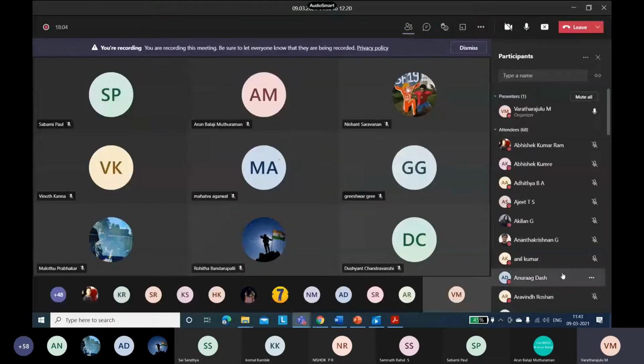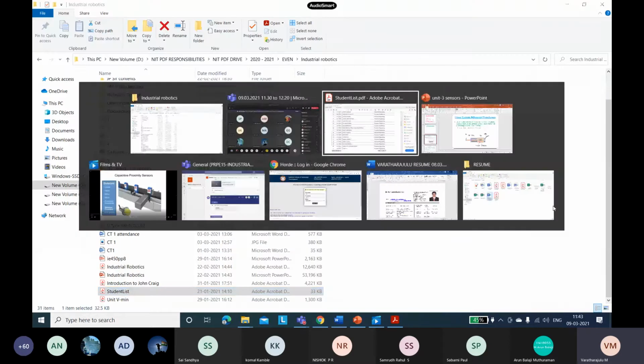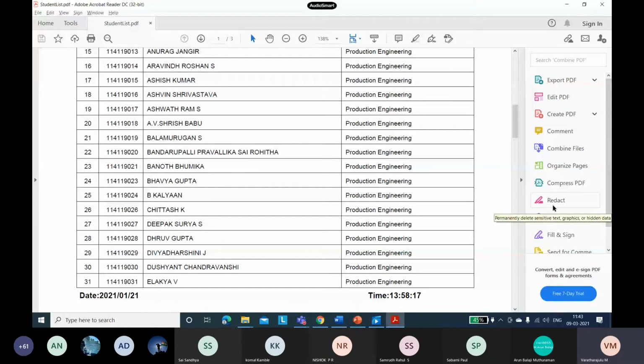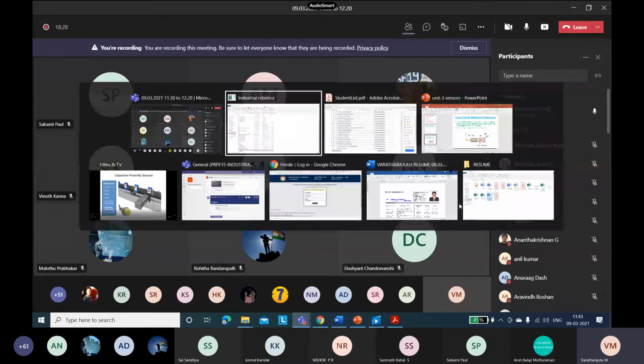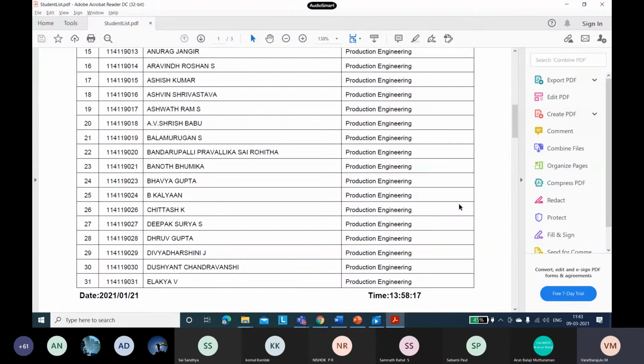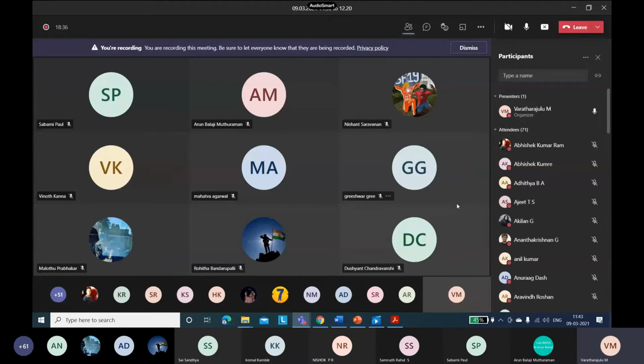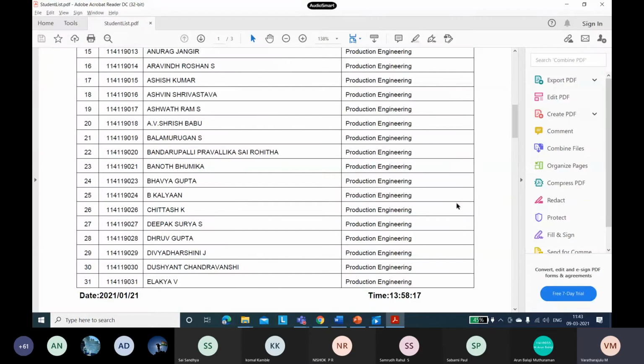Yes, sir. Yes. Till the end, please join with us. Balamurugan. What was the last class content, Balamurugan? Balamurugan has not yet joined. Sai Rohita is also not joined. Bhumika.